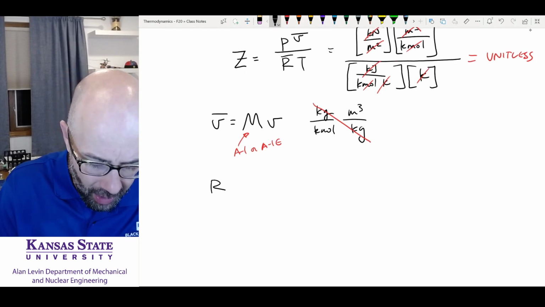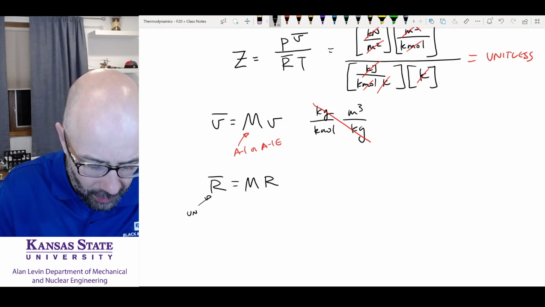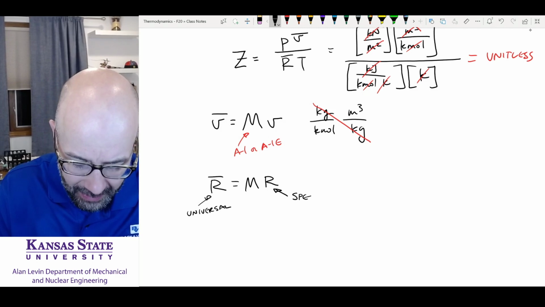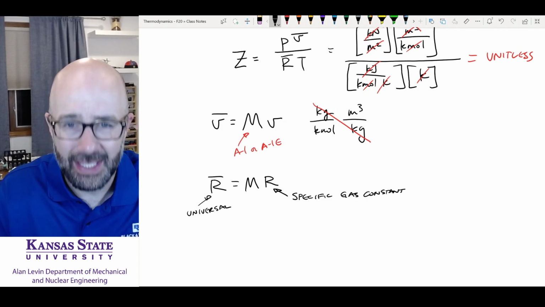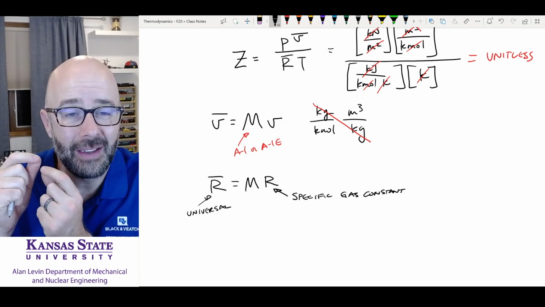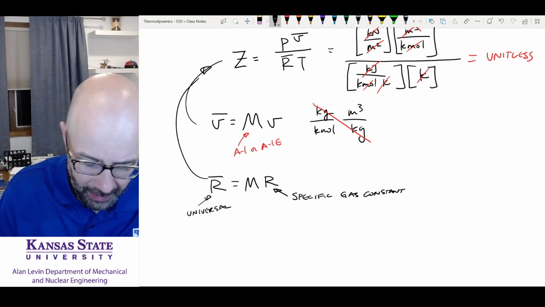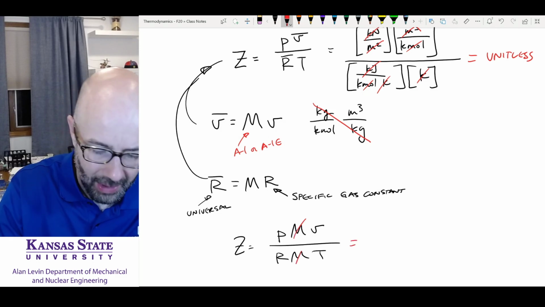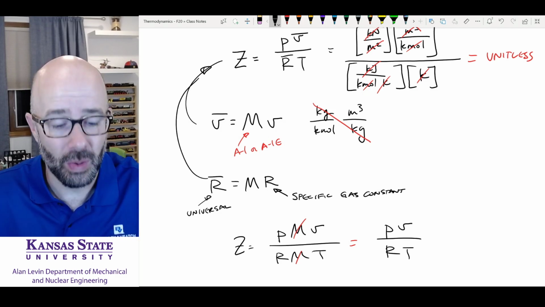By the same reasoning, we can say R bar is equal to the molecular weight times something called R. Whereas R bar is the universal gas constant, this R is just the gas constant, a specific gas constant. I'm using the word specific in a different way than I do with specific volume. I'm just saying it's the gas constant for a single gas. If we put these two things into the equation up here, Z is equal to P times molecular weight times specific volume, all over R times molecular weight times T. The molecular weight cancels out, and we can also write this as PV over RT. Now we're using that individual gas's constant, not the universal gas constant.